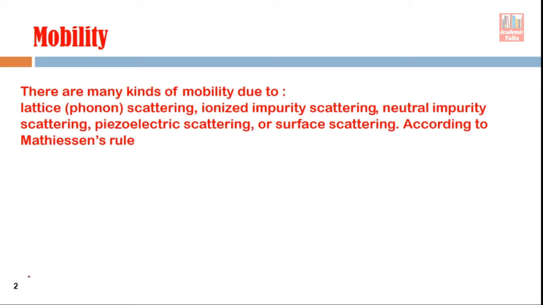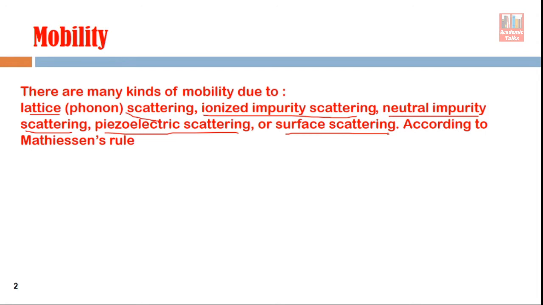Before moving towards mobility of carriers in case of MOSFET, let's have a general discussion about the mobility. Mobility is the easiness with which carriers can travel in the semiconductor. And when the carriers are traveling in the semiconductor, they encounter many kinds of scattering. They may face lattice scattering, ionized impurity scattering, neutral impurity scattering, piezoelectric scattering, or surface scattering. All these scattering mechanisms will have certain influence on the mobility of carriers.